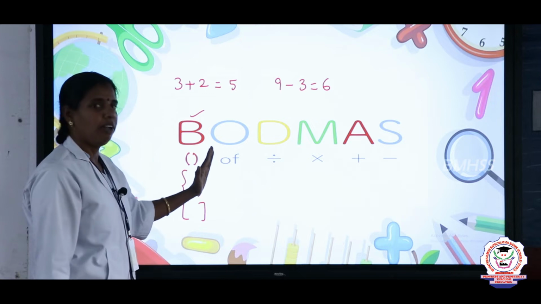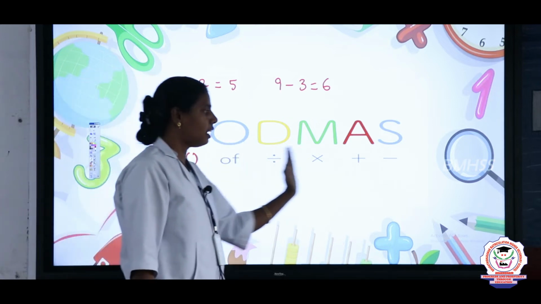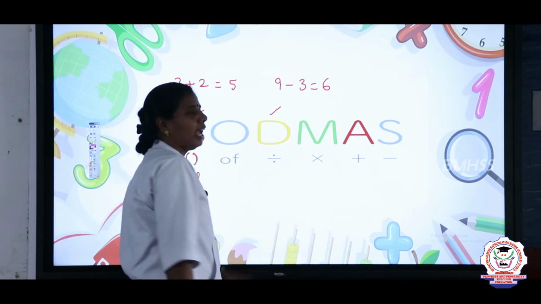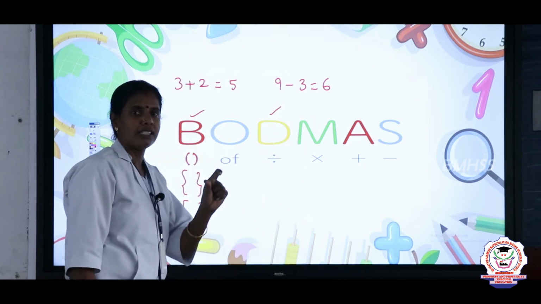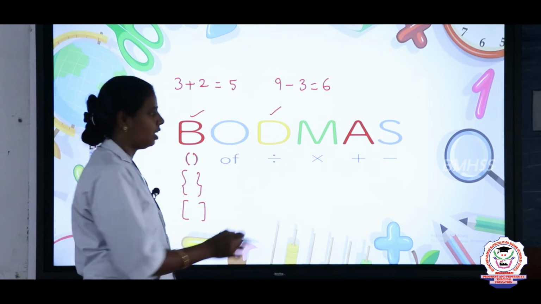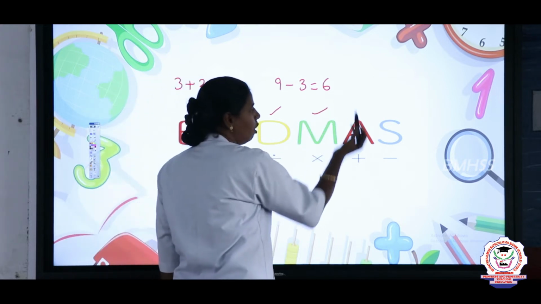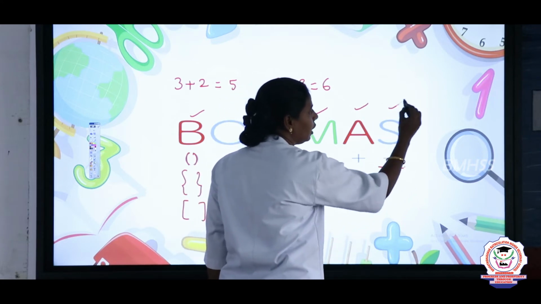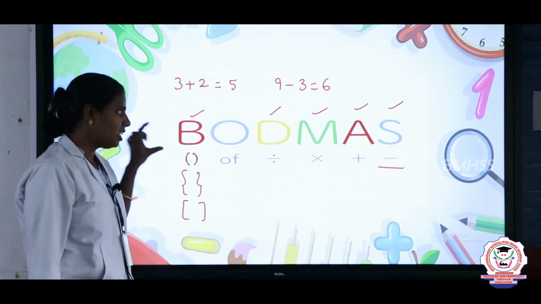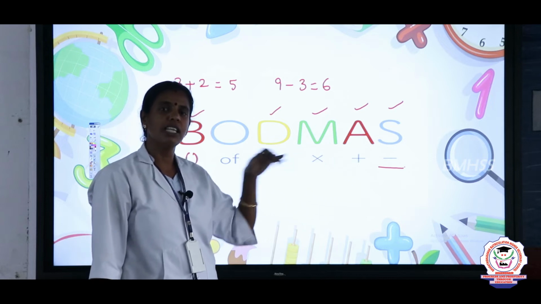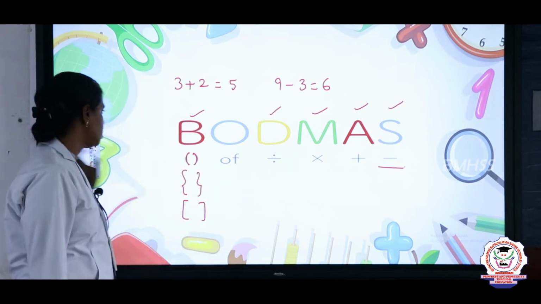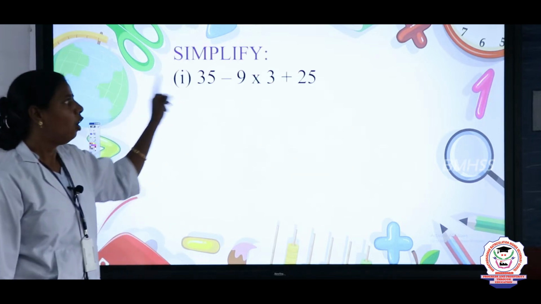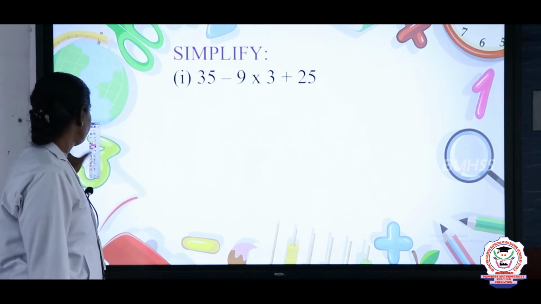After removing the brackets one by one, we are going to start with the operations, in which D stands for division. In the expression, when the division symbol is there, first we need to solve the division. Then we are going to solve multiplication, next to multiplication addition, and finally we are going to subtract. Likewise, we use these operations in the simplification of expressions, right? Let me see the sums now. How to simplify the given question?